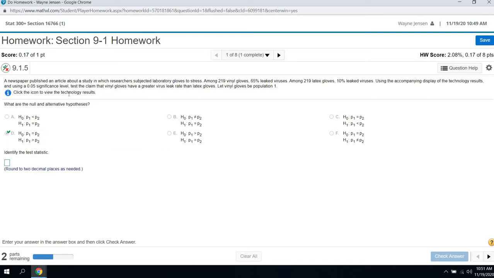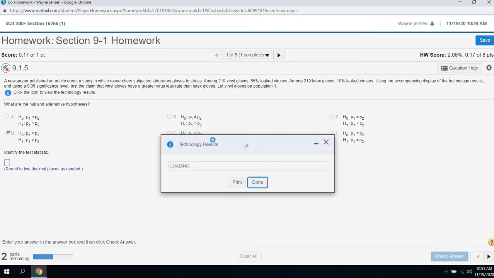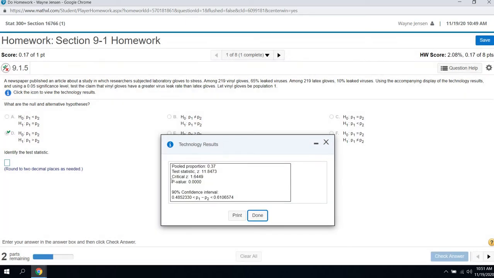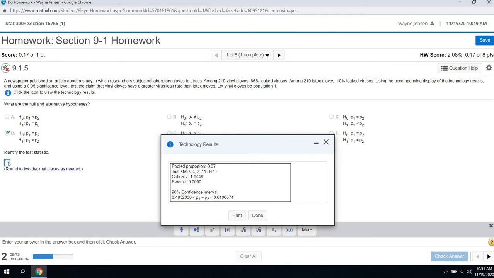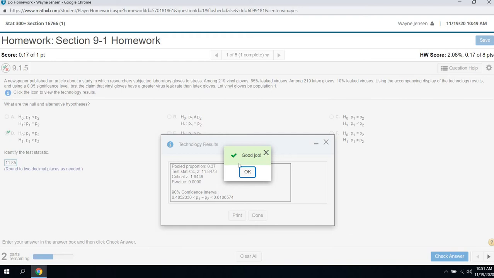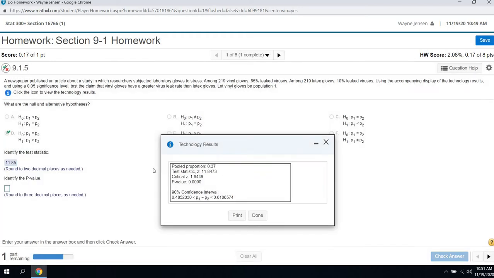They're saying to look at the technology results. Let me click on this I button, and it's going to load those technology results. And here's what we got. What it's giving us is our test statistic. All we have to do for problem number 1 in 9.1 is type in 11.85, rounded to 2 decimal places, and see if it takes it. It does. We can leave our window open here.